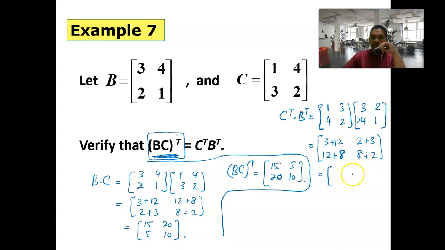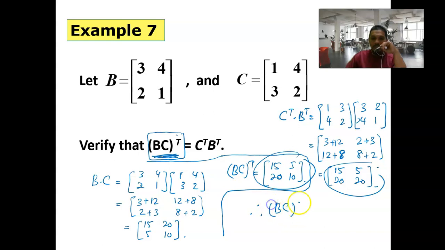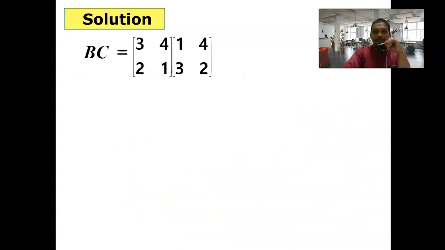Let's see the result of this. 3 plus 12 equal to 15. 2 plus 3 equal to 5. 12 plus 8, 20. 8 plus 2 equal to 10. So you see the result of this. Now they are equal, so we can make the conclusion that (BC) transpose equals C transpose multiplied with B transpose. Get it?